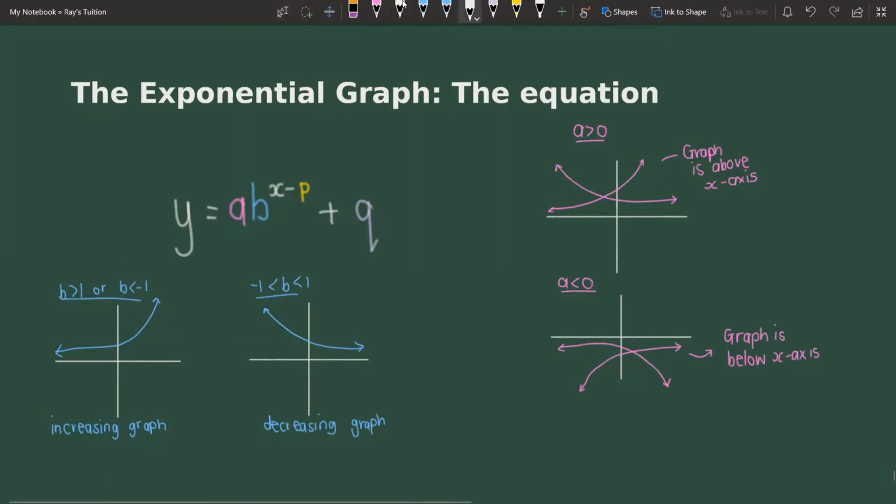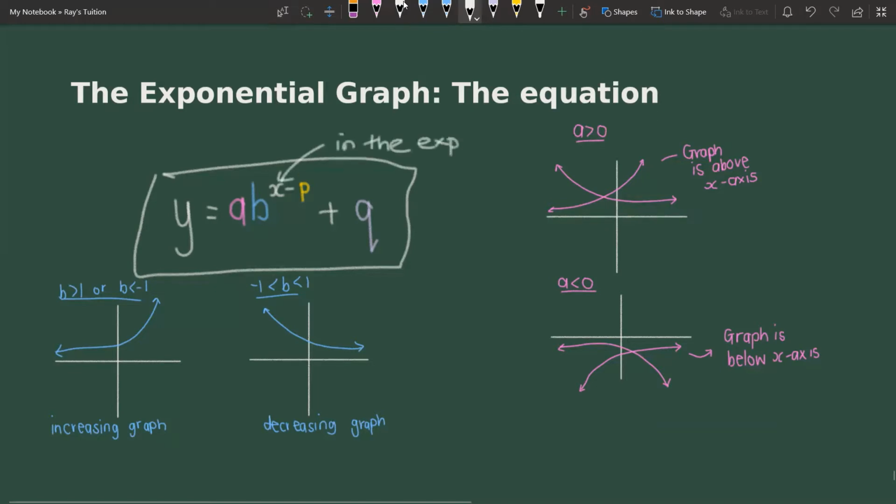So the equation of the exponential function is given to us by y is equal to a times b to the power of (x minus p), plus q. Now, as you can see, there are different parameters a, b, p, and q, and all of them control something about the exponential graph. So first of all, how do we know that we are looking at the equation of the exponential graph? Well, quite obviously, x is in the exponent. So that's how we know that we are looking at an exponential graph.